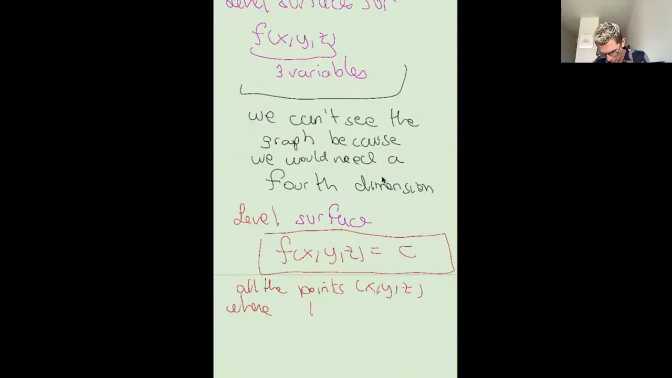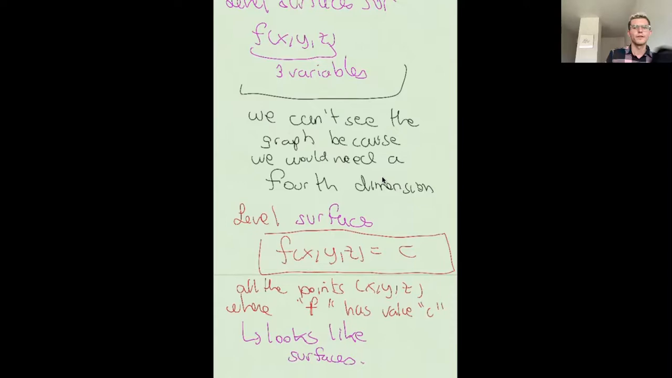Where f has value c. And now this will look like surfaces. And we'll do some examples next time. But this is what people like, for example, if you think of f as being like a potential, gravitational potential or electric potential, these surfaces are what people call equipotential surfaces. It's just a surface in space where the value of the electric potential is constant and things like that.